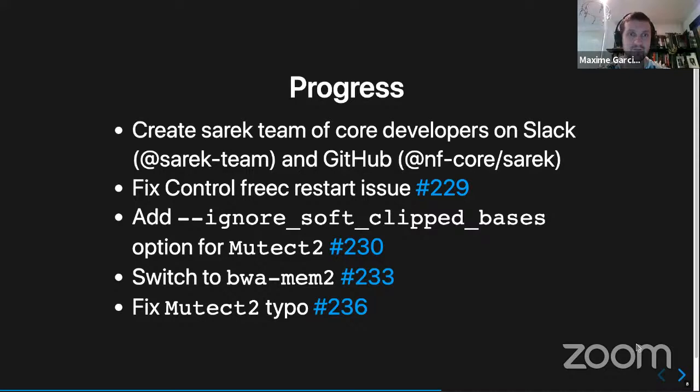So we created a Sarek team of core developers on Slack and on GitHub. We fixed a ControlFREEC issue. We fixed one issue for Mutect2. We added one option for Mutect2, and we switched from BWA to BWA-MEM2. So I'm hoping we should have a lot of improvement and a lot of speed up on the mapping steps. And that's all for now. So hoping we can be as productive tomorrow.